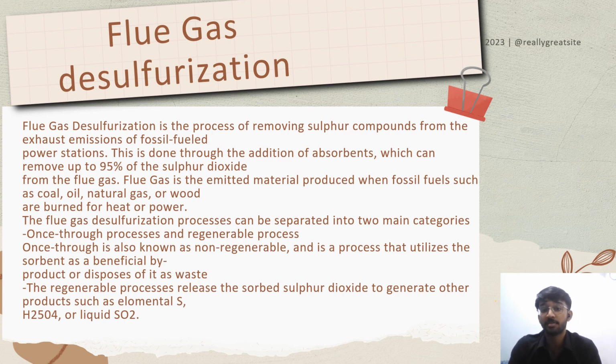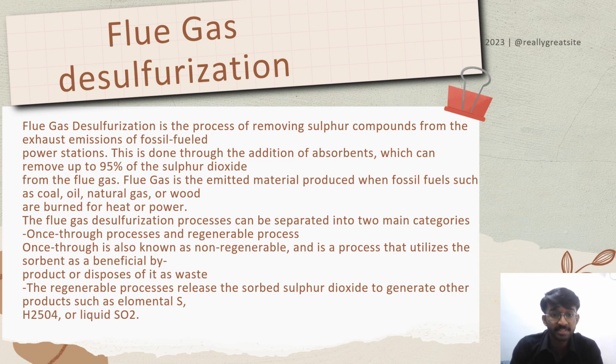This is a process of removing the sulfur compounds from the exhaust emissions of fossil fuel. This is done through the addition of absorbents, which can remove up to 95% of sulfur dioxide. Flue gas is the material produced when fossil fuels such as coal, oil, natural gas or wood are burned with heat or power. The flue gas desulfurization method can be separated into two main categories.